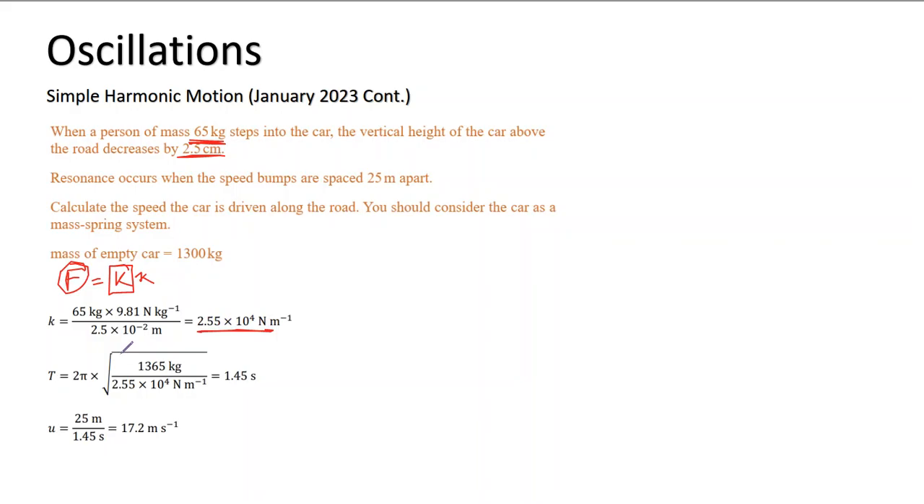Then you use the equation T equals 2 pi root over m by k. So k remains the same, but this time the mass would be mass of the car plus mass of the person because they oscillate together. You find out the time period.